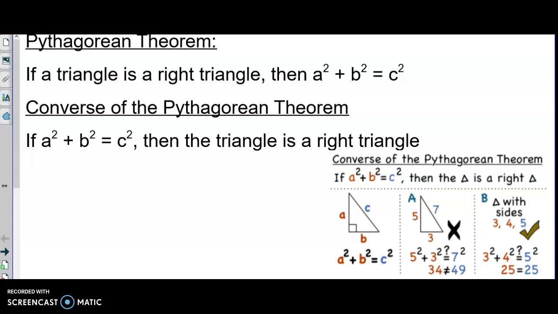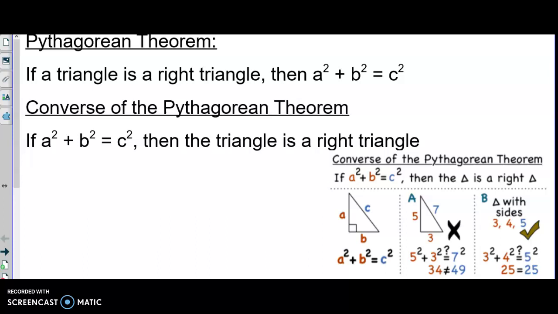All right, guys, we just talked about the Pythagorean theorem, and the Pythagorean theorem says if a triangle is a right triangle, then a squared plus b squared equals c squared. So we just got done talking about the Pythagorean theorem, but now we need to also learn about the converse of the Pythagorean theorem. And it says if a squared plus b squared equals c squared, then the triangle is a right triangle. So you can use the Pythagorean theorem to prove whether it is a right triangle or not.